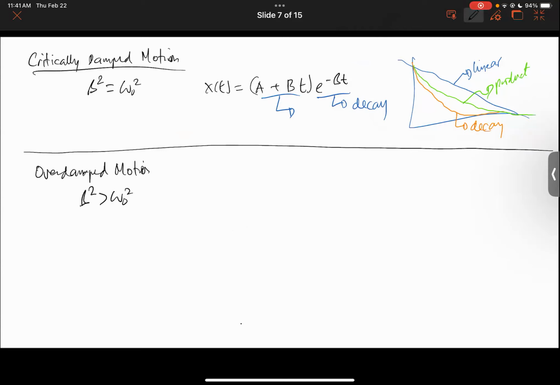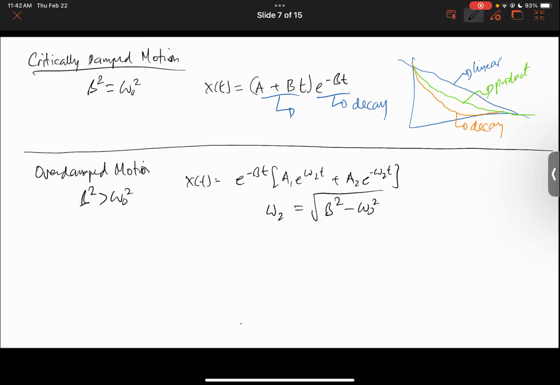In this case, we still have this expression for x of t: exponential minus beta t times a1 exponential omega 2 t plus a2 exponential negative omega 2 t, where omega 2 is the square root of beta squared minus omega naught squared. We added a new parameter omega 2 to differentiate it from the angular frequency in the underdamped case.